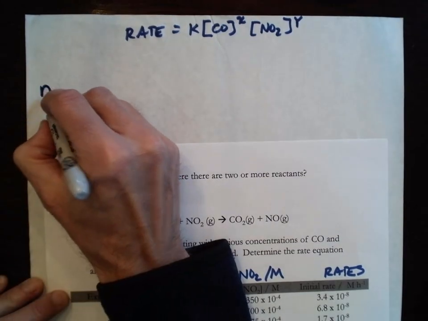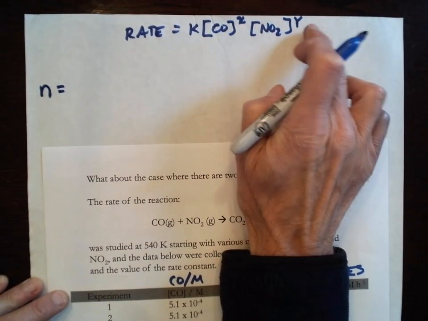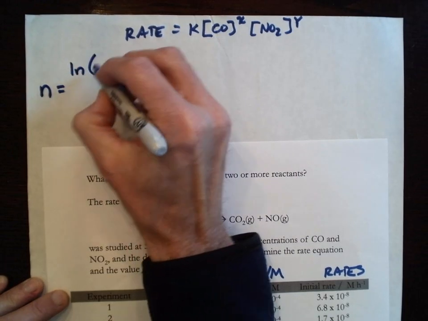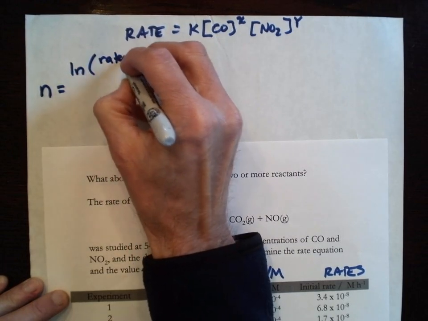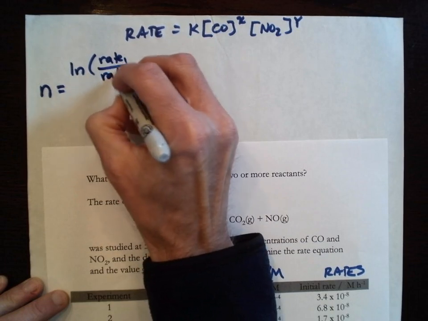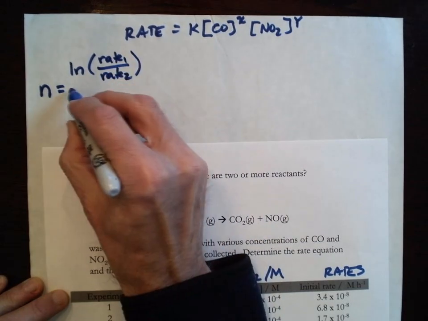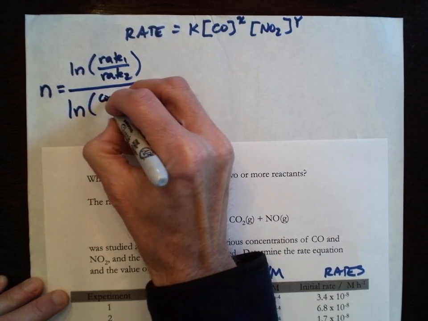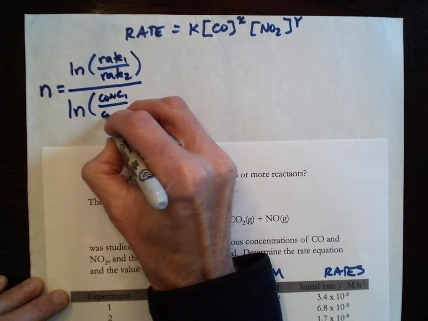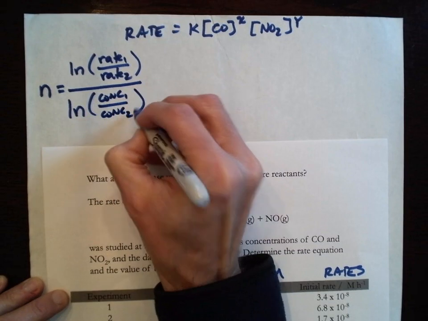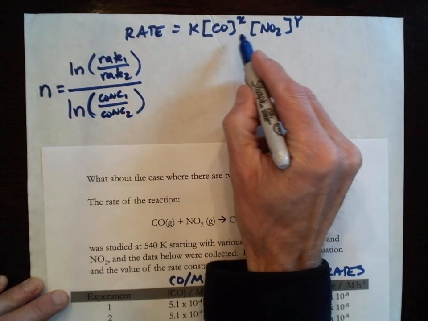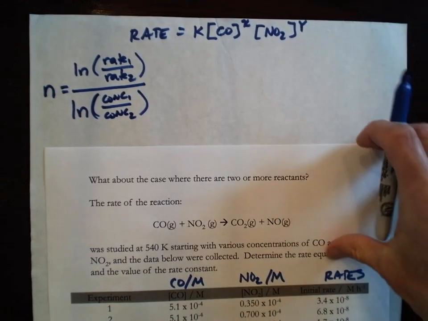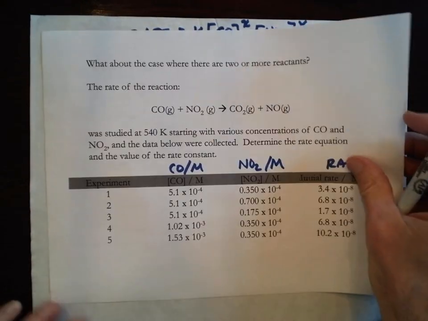Remember, we find the order of reaction, the x or the y, by taking the natural log of the rate under condition 1 divided by the rate under condition 2, and then dividing that by the natural log of the concentration under condition 1 divided by the concentration under condition 2. So we're going to use this to find x and y here. But we have to be careful about how we do this.